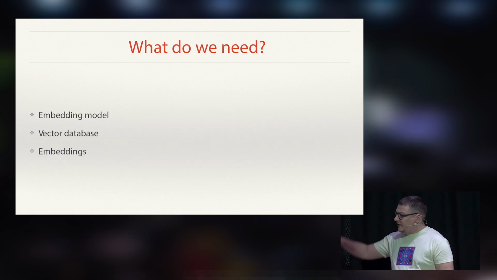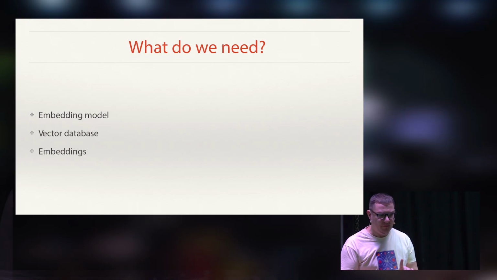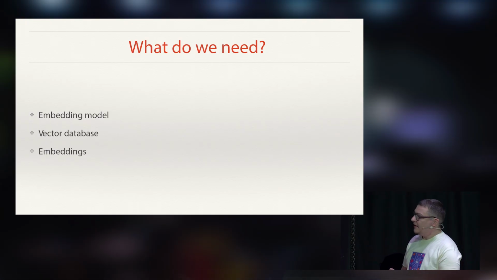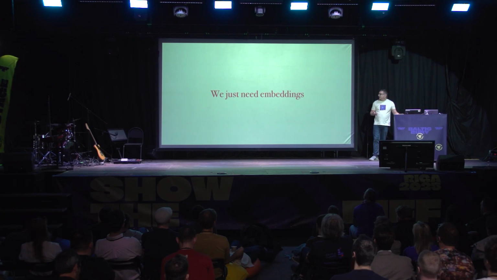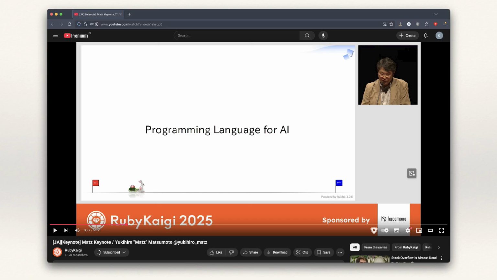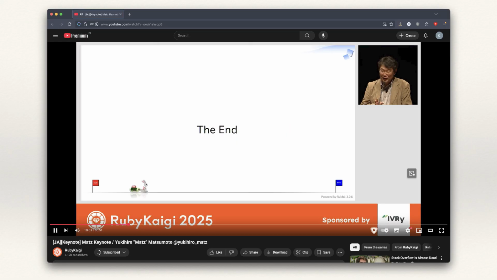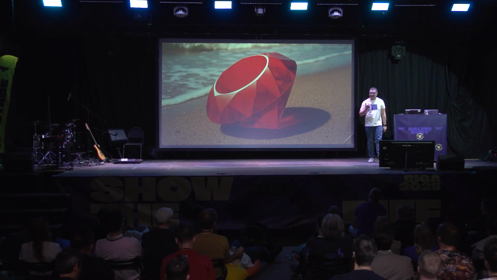So what do we need to do for the entire feature? We need an embedding model, which we already picked. We need a vector database, which we already have. Now we need to have some embeddings, because we operate on those. Yeah, embeddings. Matz told us that the programming language for AI is Python, the end. Right? But we're Rubyists. We're Rubyists at Baltic Ruby, right? We can do better than that.